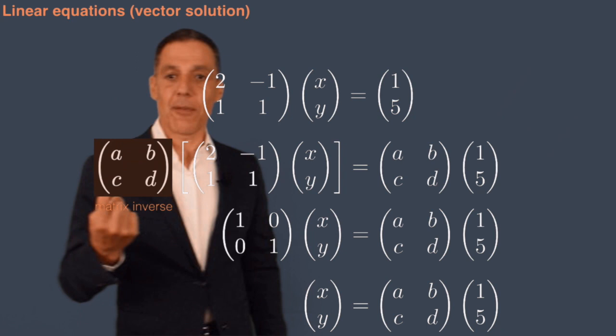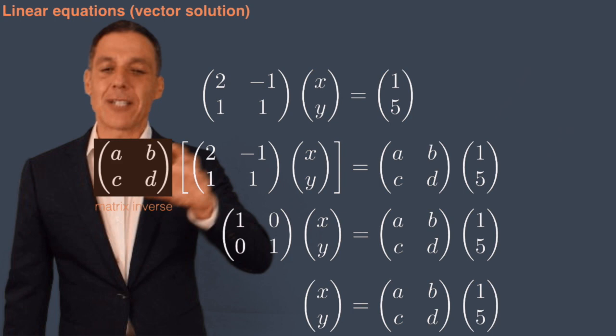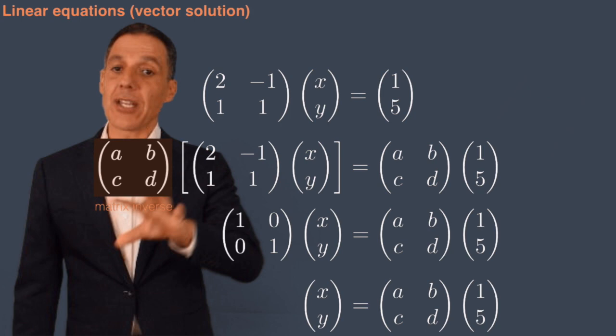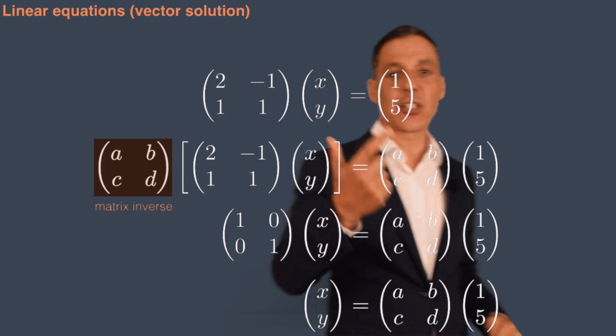Well, this thing, of course, is a matrix inverse. It's the inverse of this matrix right here, 2, minus 1, 1, 1. And it has the property that when you multiply it by this, you get the identity. Similar to the inverse of 2 being 1 over 2, because when I multiply those two, I get 1.